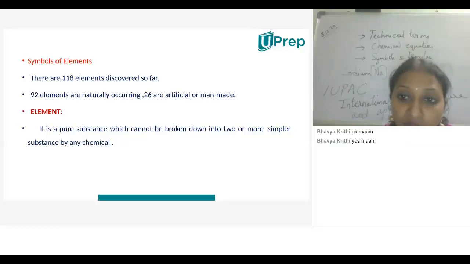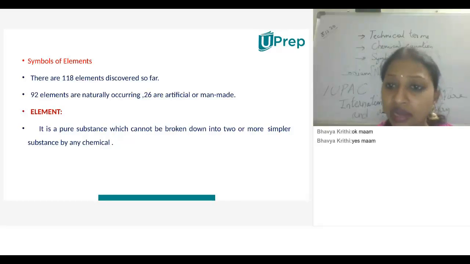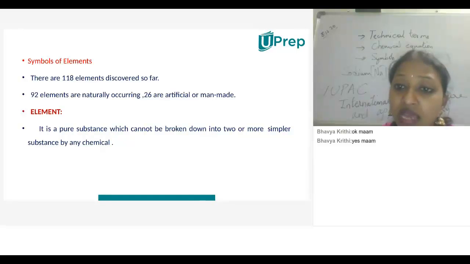When an element breaks into simpler pieces, we get only atoms of that element. If I break iron, I'll get only iron. I won't get hydrogen or oxygen in it. If I break the oxygen element, I'll get only oxygen atoms. Is there any hydrogen or carbon present in the oxygen element?